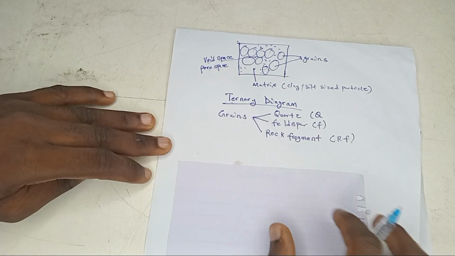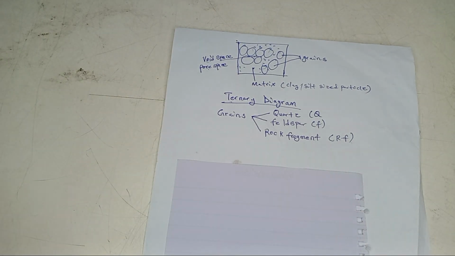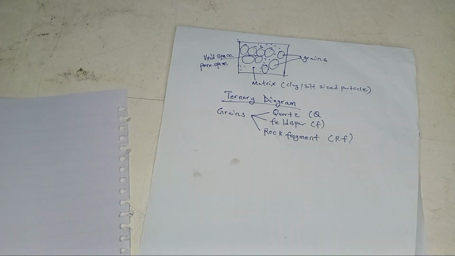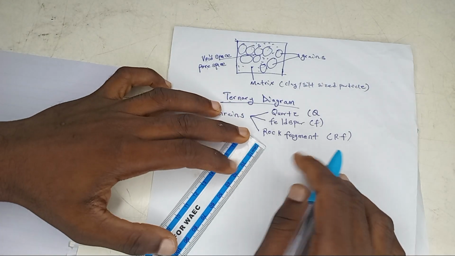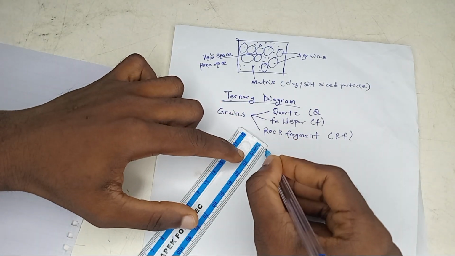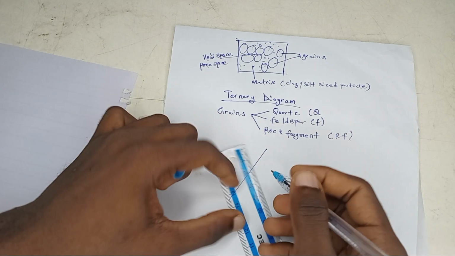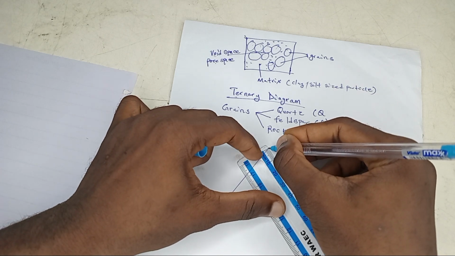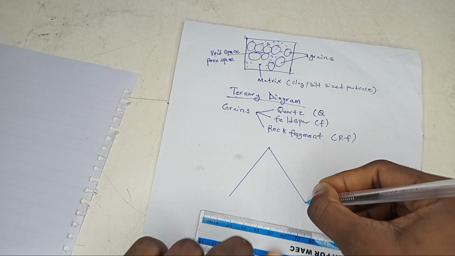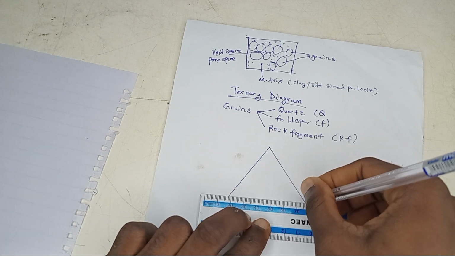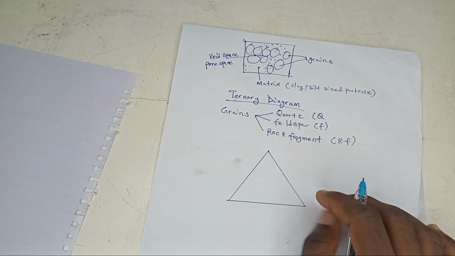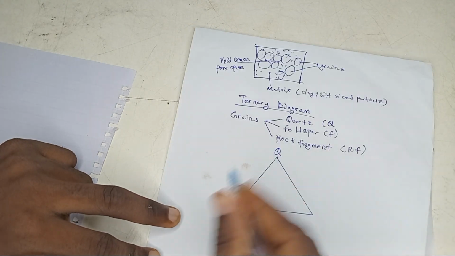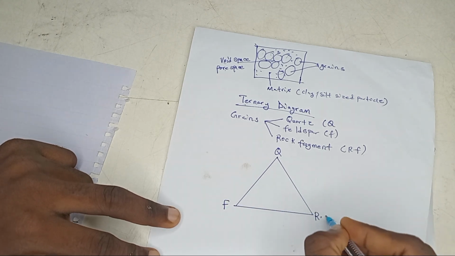So next in line is how to plot the ternary diagram, because this is the important thing that I'm going to do in this first part of the video. A ternary diagram is just a triangle. I try to make sure that it's equilateral, so I use 5 centimeters here and 5 centimeters here, and I join this to this. So on your ternary diagram, you have Q, F, and RF.